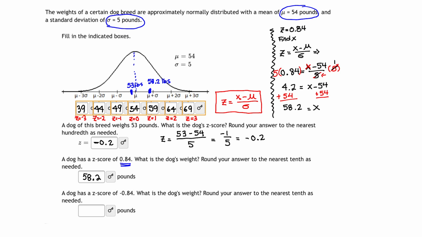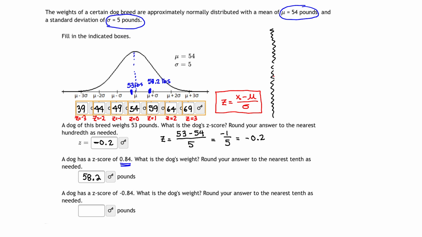Let's look at the third question. A dog has a z-score of negative 0.84. What is the dog's weight? So this is just like the second question, except this time our z is negative 0.84. So let me erase this and get our scratch work back. And we're going to write down our thing again, that this time z is negative 0.84. Again, we're trying to find x, and we have our formula.